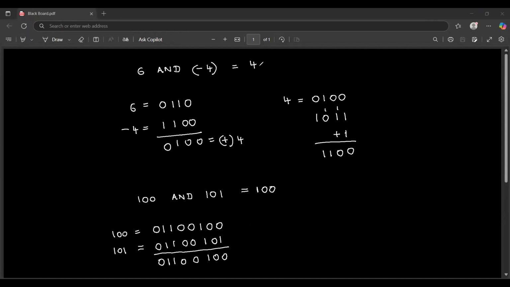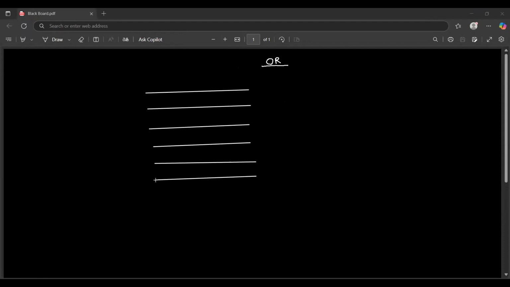So this is how you have to do AND operation. Now let's talk about OR operation, bitwise OR. Well, it also needs two inputs like AND, which means four rows, four combinations. Let's say we have the inputs A and B. OR is given as A plus B. So A will be 0 0 1 1 and B will be 0 1 0 1.